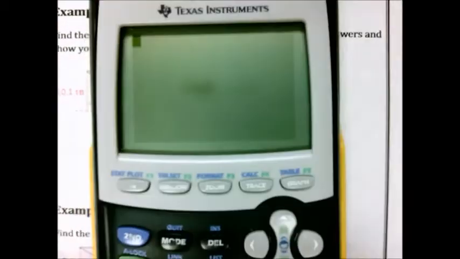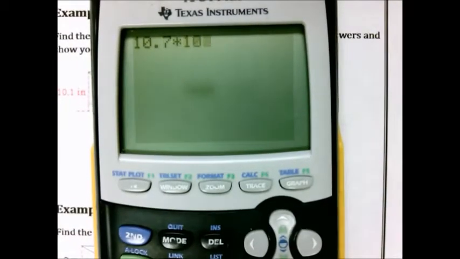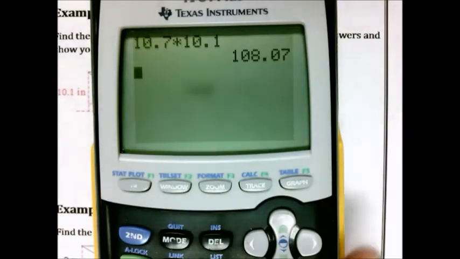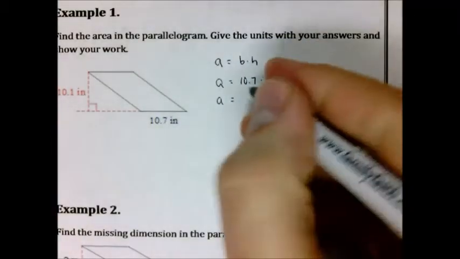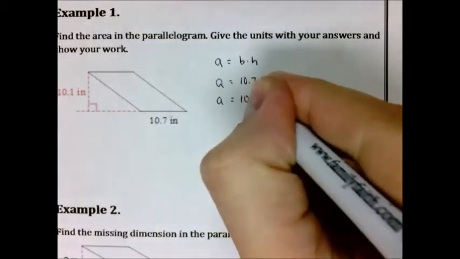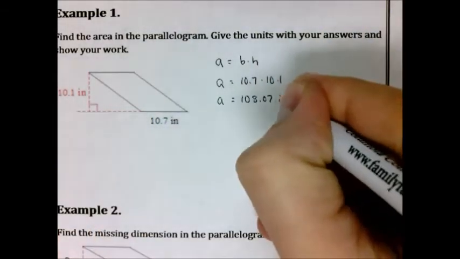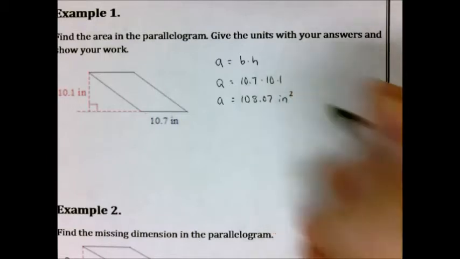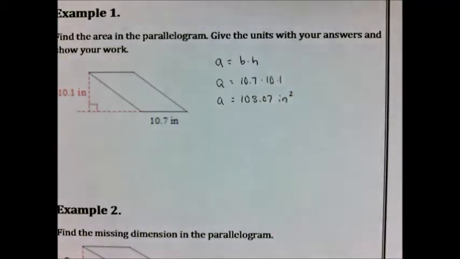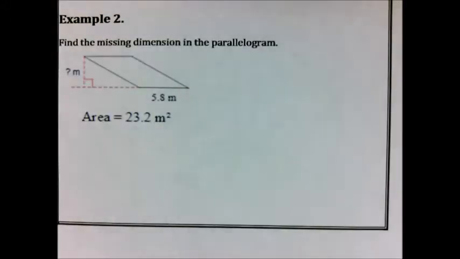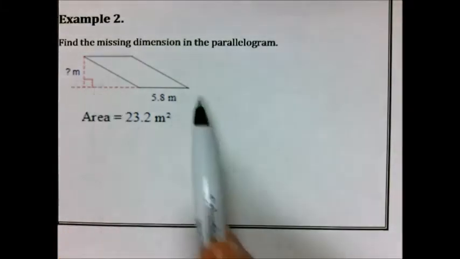So we get our little friend out. We say 10.7 times 10.1, and we find that that's going to be 108.07. This is talking about inches, so we need to talk about inches. And anytime we talk about area, we put that little 2 up there to say that that's square inches. Okay, 108.07 square inches.